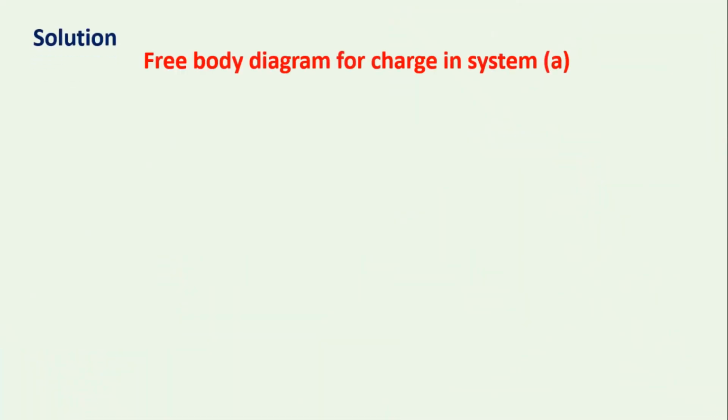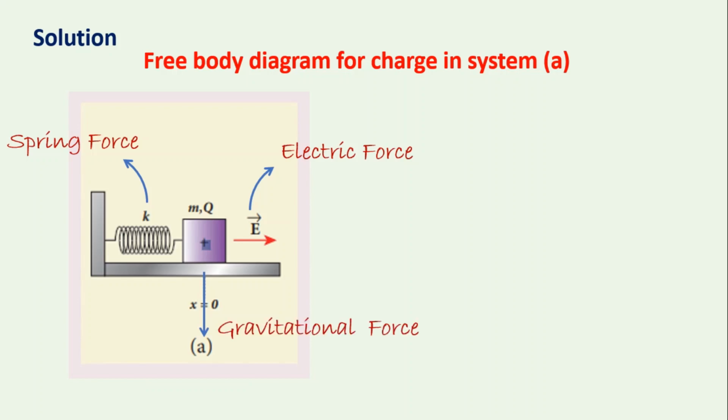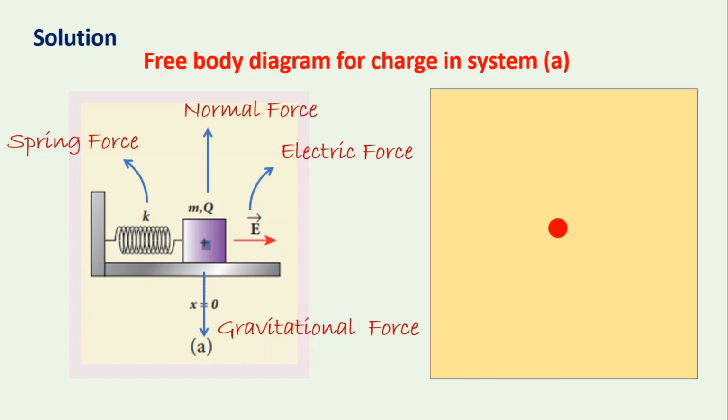First case, free body diagram for the first system. Here there are four forces available. One is the electrical force that pulls the charge rightward. Then there is a spring force that pulls the mass leftward. Then there is a gravitational force acting downward, and the floor gives a normal force in the upward direction. So we have to represent the object as a point mass now. Now we have to represent all the four forces vectorially.